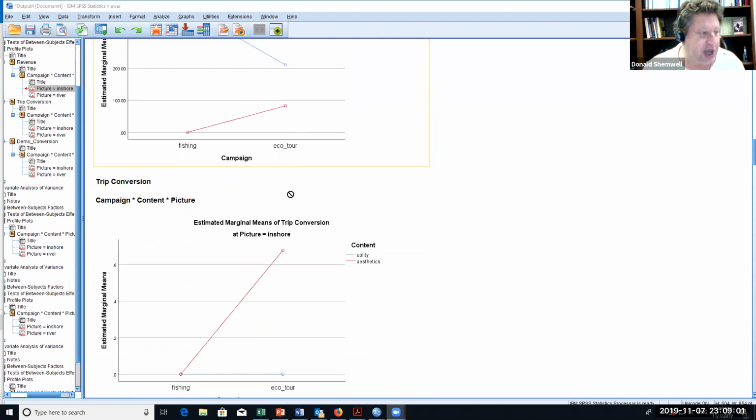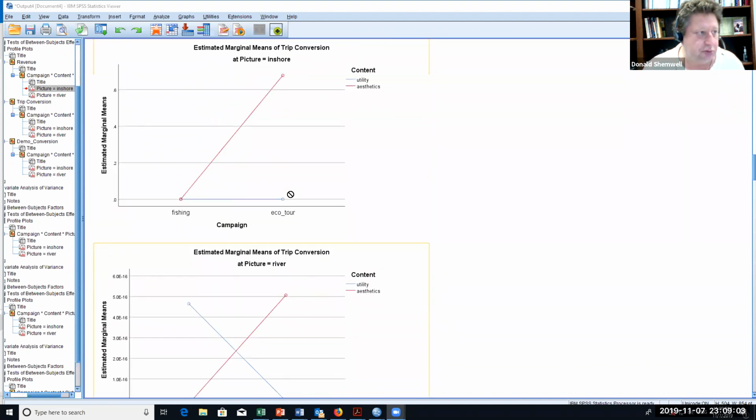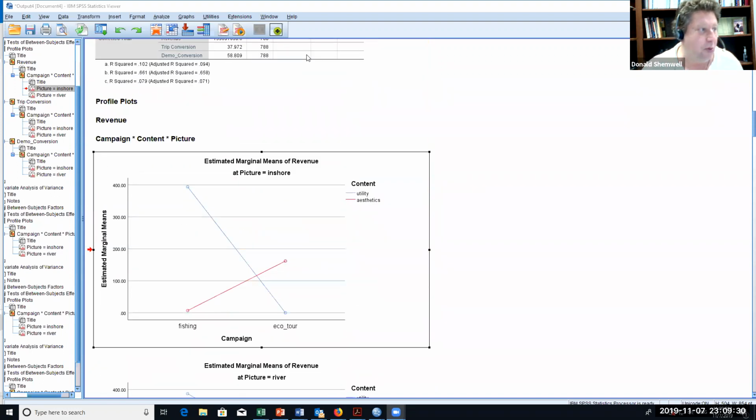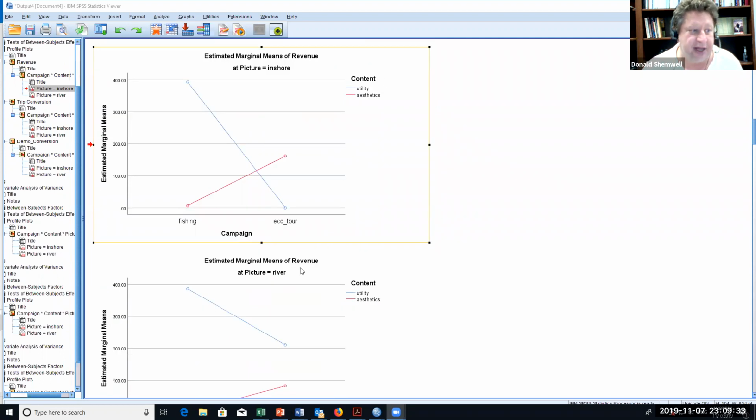Now, if we look at the same situation with trip conversion, here they're about the same, but in this one, because we get this big interaction effect, aesthetics is higher than utility. In this particular case, aesthetics outperforms utility in terms of generating trip conversions. And here it was the opposite. When we looked at revenue, utility outperformed.